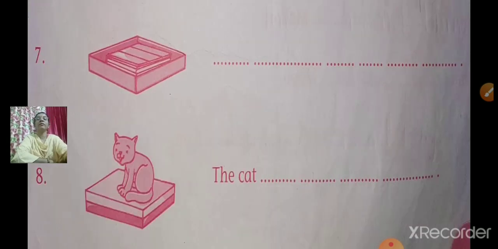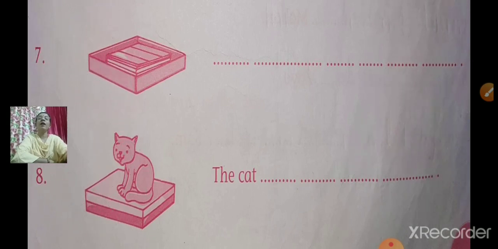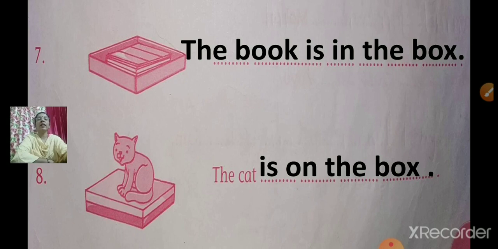Next question. Number 7. Okay. Where is the book? The book is in the box. Where is the cat? The cat is on the box. Number 7 answer is, the book is in the box. Number 8 answer is, the cat is on the box.